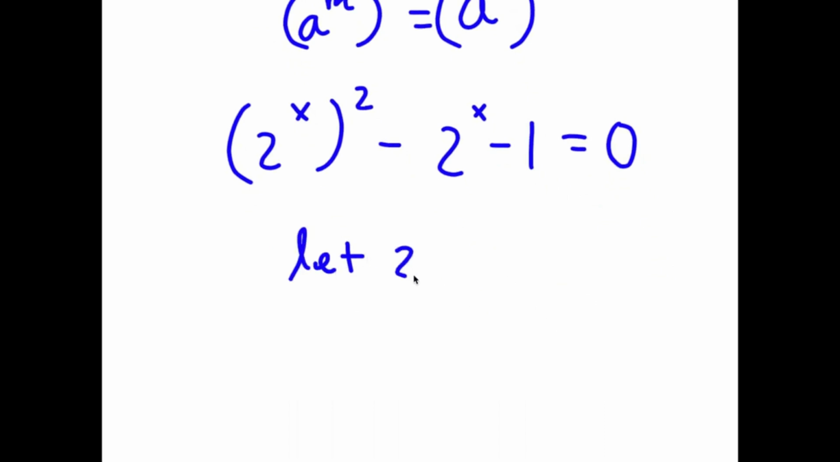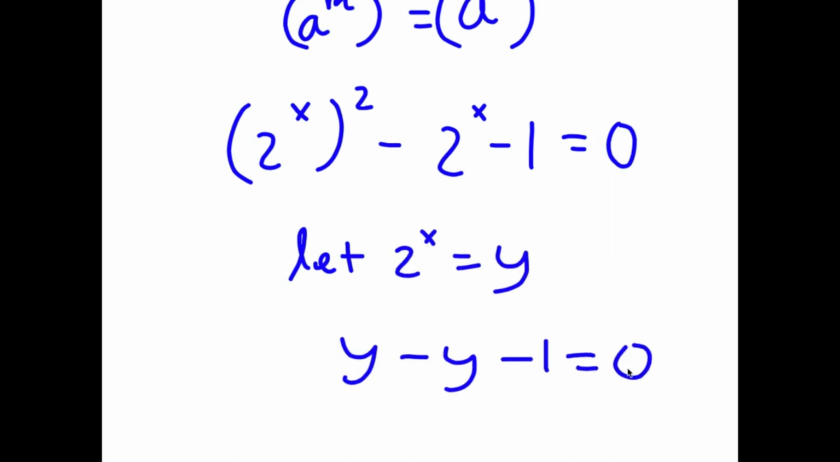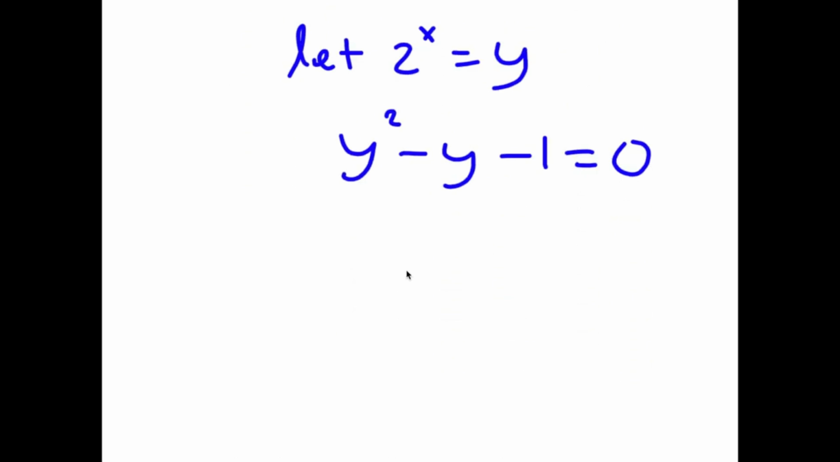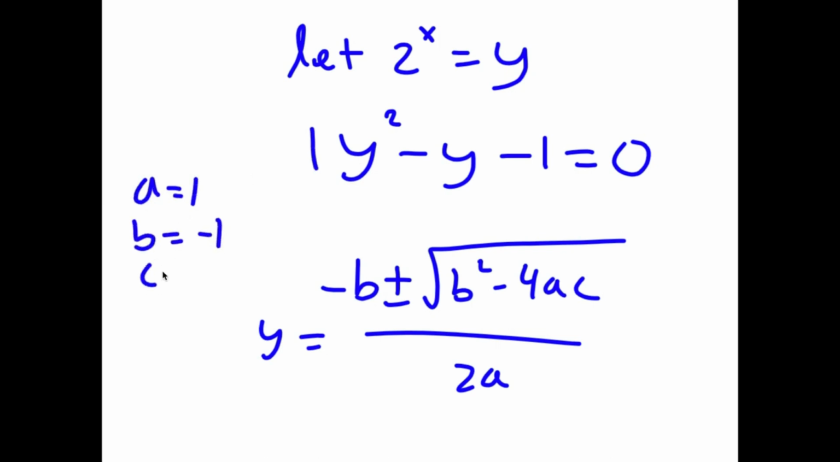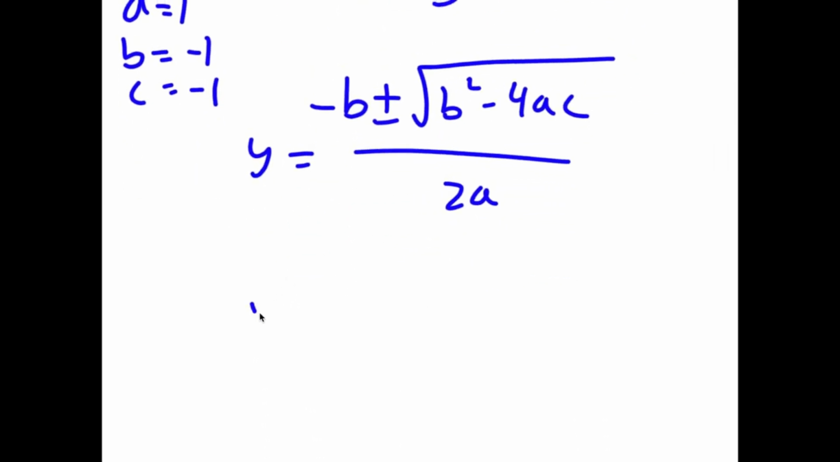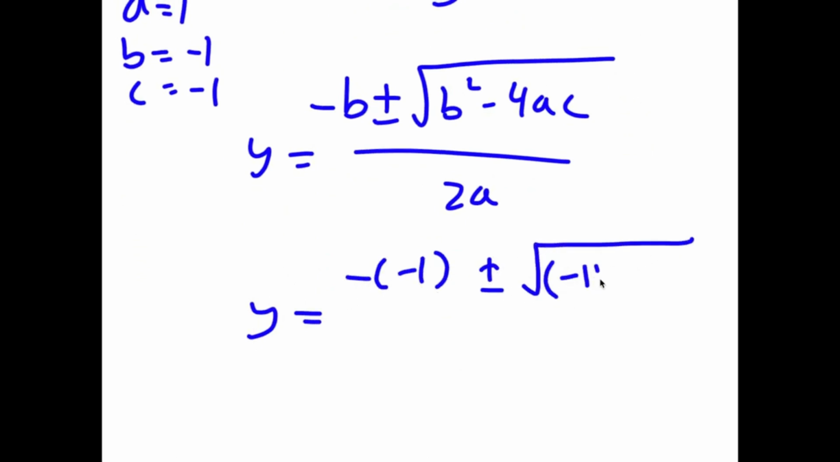Now I'm going to let 2 to the power of x equal to the variable y. So now I have y squared minus y minus 1 is equal to 0. Sorry, y squared. So now to solve this, I'm going to use the quadratic formula, which is negative b plus or minus the square root of b squared minus 4ac all over 2a. So in this case, a is equal to 1, b is equal to negative 1, and c is equal to negative 1. So I have y is equal to negative of negative 1 plus or minus the square root of negative 1 squared minus 4 times 1 times negative 1 all over 2 times 1.